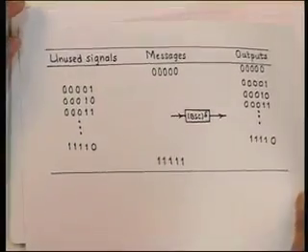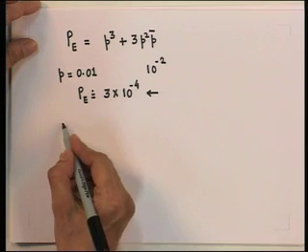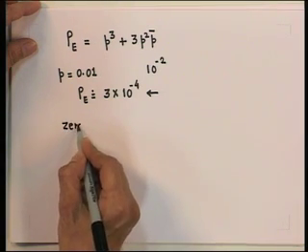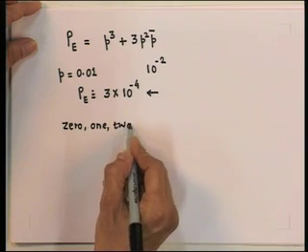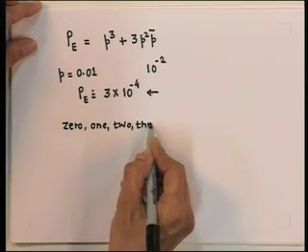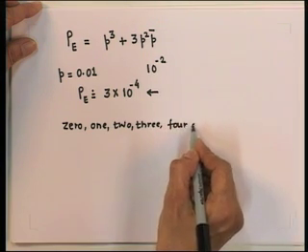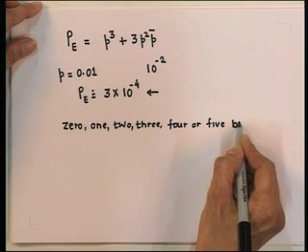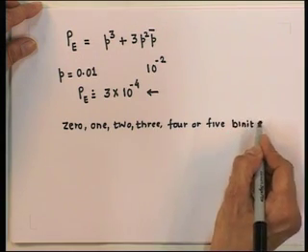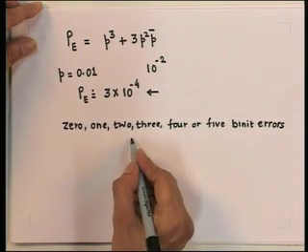Now, the probability of 0, 1, 2, 3, 4 or 5 bit errors in transmission is as follows.